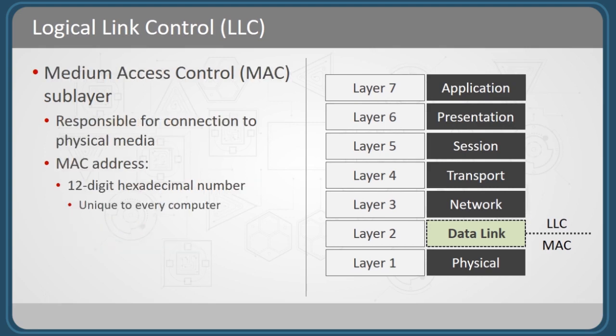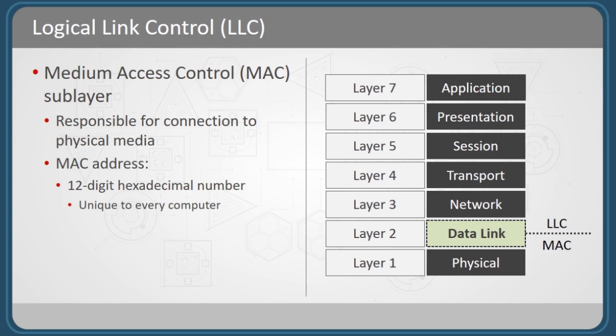The media access control, or the MAC sublayer, is responsible for the connection to the physical media, so actually getting it down to the ones and zeros. But before it does, it applies the MAC address, a 12-digit hexadecimal number, which is unique to every single computer, or more specifically stated, every single network interface in the world. There is never a duplicate of a MAC address.